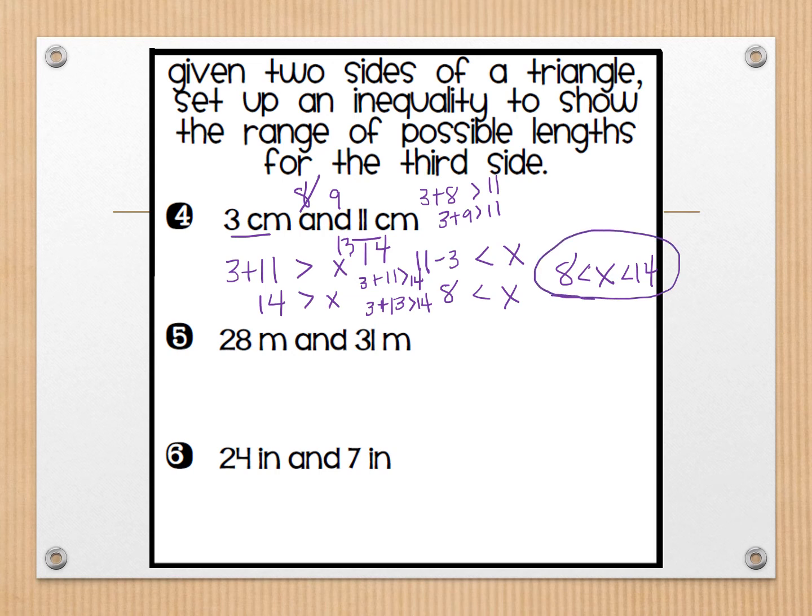So again, when you're trying to figure out the range, you're going to add them together to figure out that high range, and you're going to subtract to figure out the low. So if I add 28 and 31, 28 plus 31 would be 59, so my high range is going to be 59. So x is going to have to be less than that. And if I subtract them, my x is going to have to be greater than 3.